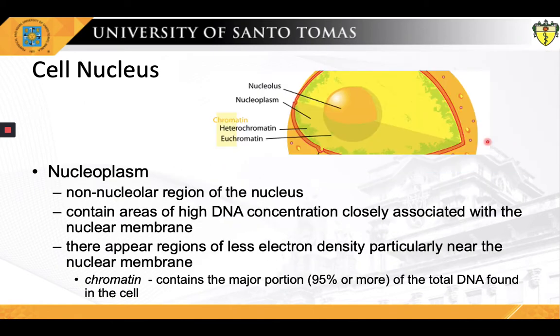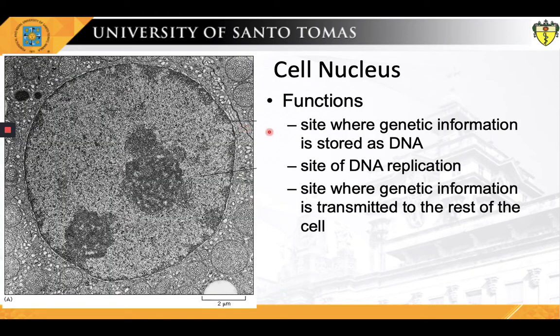The nucleoplasm. Throughout the nucleoplasm, considered to be the non-nucleolar region of the nucleus, there appear regions of less electron density, particularly near the nuclear membrane. These regions are termed chromatin, and are known to contain the major portion, 95% or more, of the total DNA found in the cell. Functions of the nucleus. The nucleus is the site where genetic information is stored as DNA. It is also the site of DNA replication, thus ensuring the perpetuation of the cell line. This is also the site where genetic information is transmitted to the rest of the cell.